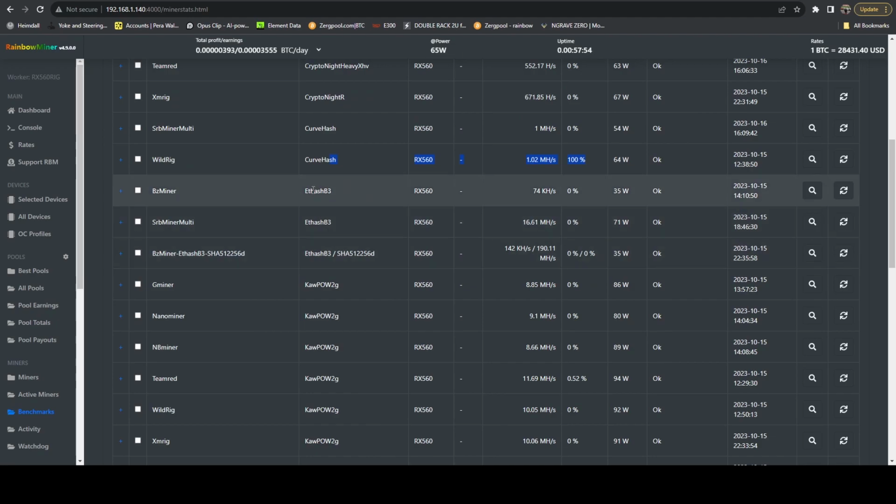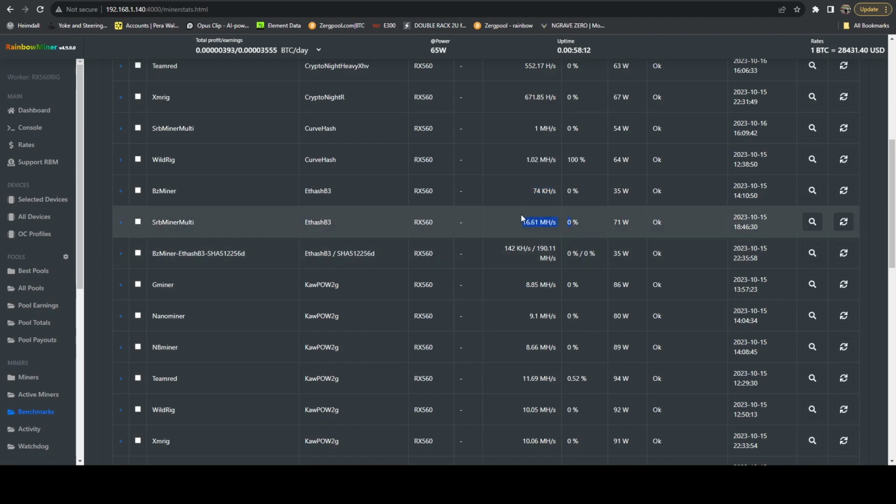Next up is the Ethash Blake3 combo. If you notice here, with BzMiner, we were only getting 74 kilohash. This was really more of a miner crash, not really working properly. But with SRBMiner, we did get the full 16.5 megahash. So that was good. The other nice thing is that they also benchmark the dual mining coins. If you want to dual or triple mine coins, it will benchmark those for you.